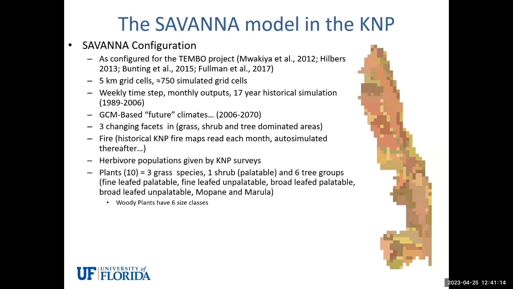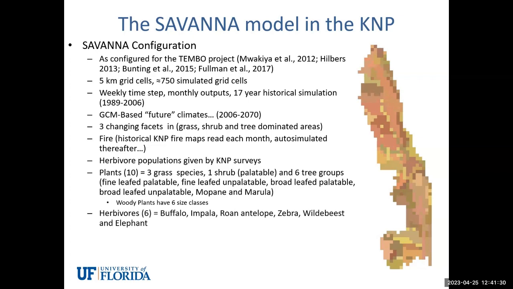10 different types of plants, 3 grasses, 1 shrub, 6 different tree groups that you can see, and I'm more than happy to go into the details, but we'll talk a bit more about those ahead. And also, if you want to get offline, we can talk a lot about the different parts of these.